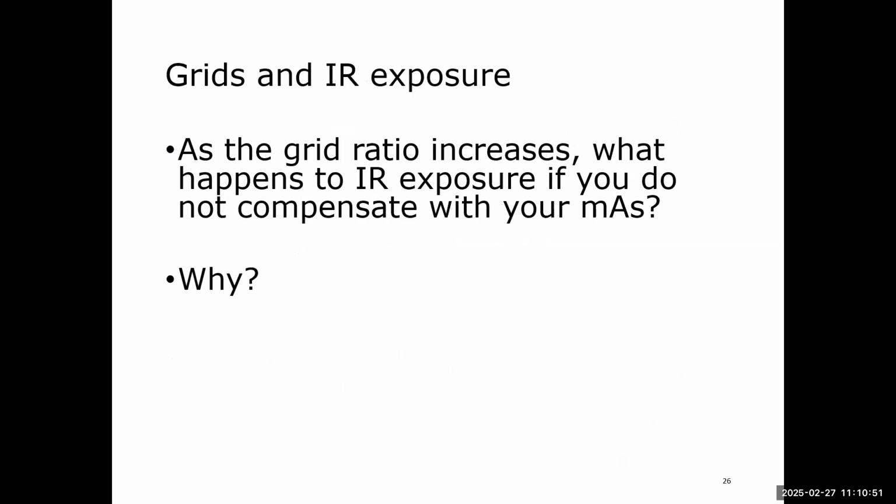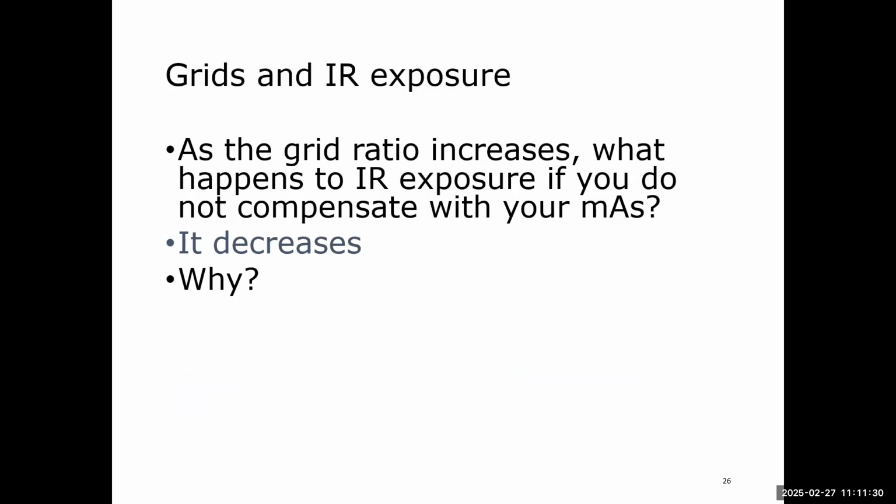Down, because we have to do what to our mAs when we go from not using a grid to using a grid? We have to increase it. And if we don't, then our IR exposure is going to go down. So it decreases. Why? The x-rays have to penetrate the grid to get to the IR. So the grid is doing what? It's absorbing, right? So hopefully it's absorbing all of the what? Scatter. But it also absorbs part of the what? Primary, which is not ideal.